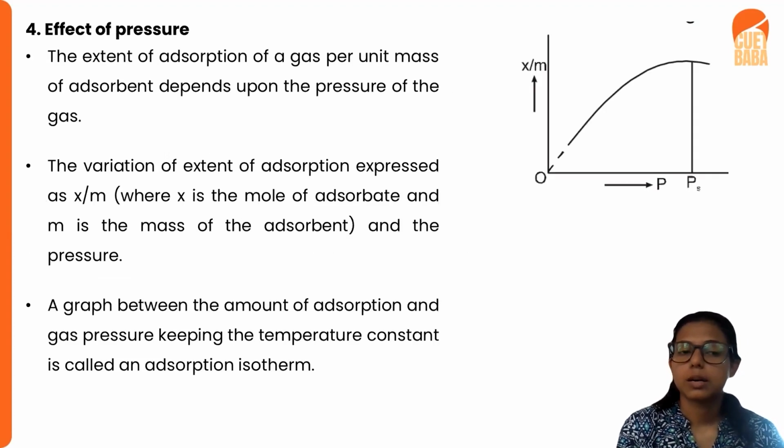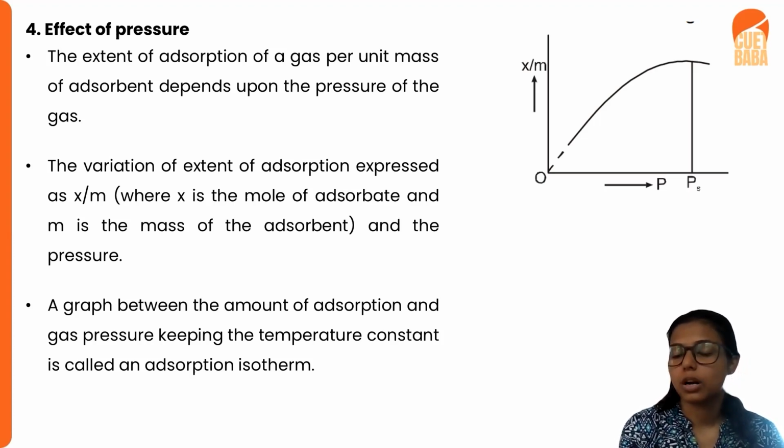Next, we are going to discuss the fourth factor, that is pressure. The extent of adsorption of a gas per unit mass of an adsorbent, that is x by m, depends upon the pressure of the gas. The degree of adsorption will always depend upon the pressure of the gas that is provided, that is the pressure of the adsorbate, and the variation of the extent of adsorption, expressed as x by m, with the pressure.